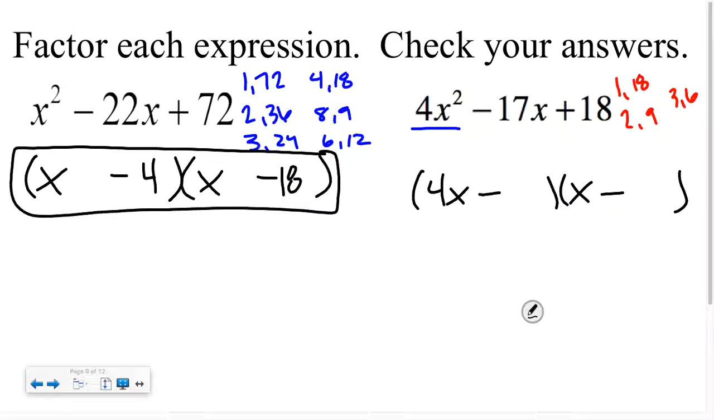I know it's still going to be minus minus. 1 and 18, 3 and 6, 2 and 9. Try 2 and 9.